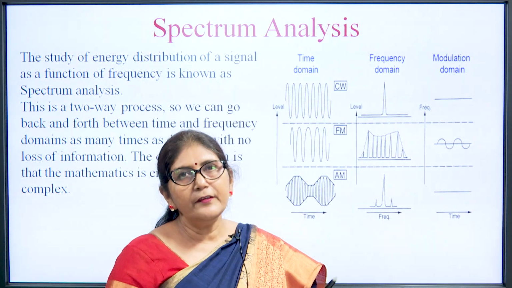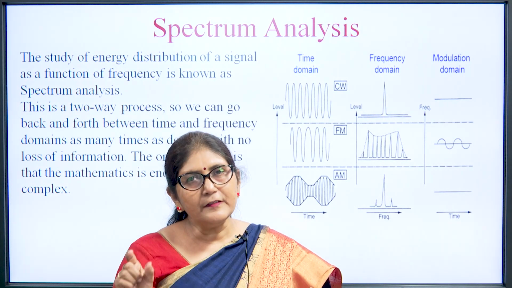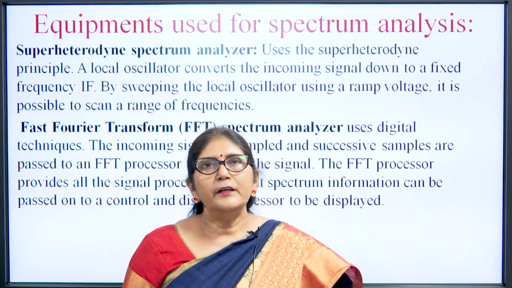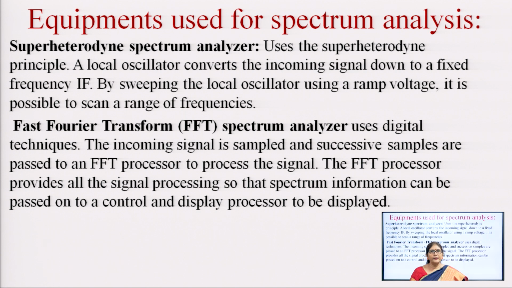So, we can analyze the signal amplitude of a frequency range by spectrum analysis. There are many equipments used for spectrum analysis, like the superheterodyne spectrum analyzer, where we are using an IF amplifier, and then the fast Fourier transform spectrum analyzer. In an FFT spectrum analyzer, basically the incoming signal is converted into a digital signal by sampling, and the successive samples are passed through the FFT processor.